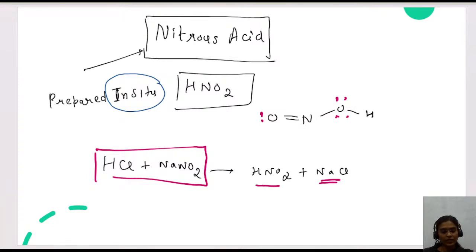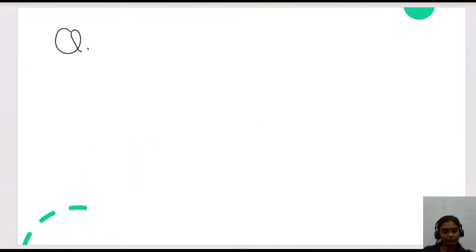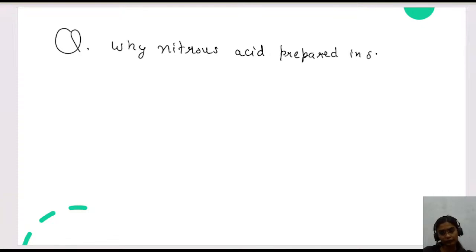Now let's see why nitrous acid is prepared in situ. Any reason? Why are we not directly using the nitrous acid? Some reason has to be there, right? So the next question is: why is nitrous acid prepared in situ? Maybe this is the question in your mind. So let's find out the answer.